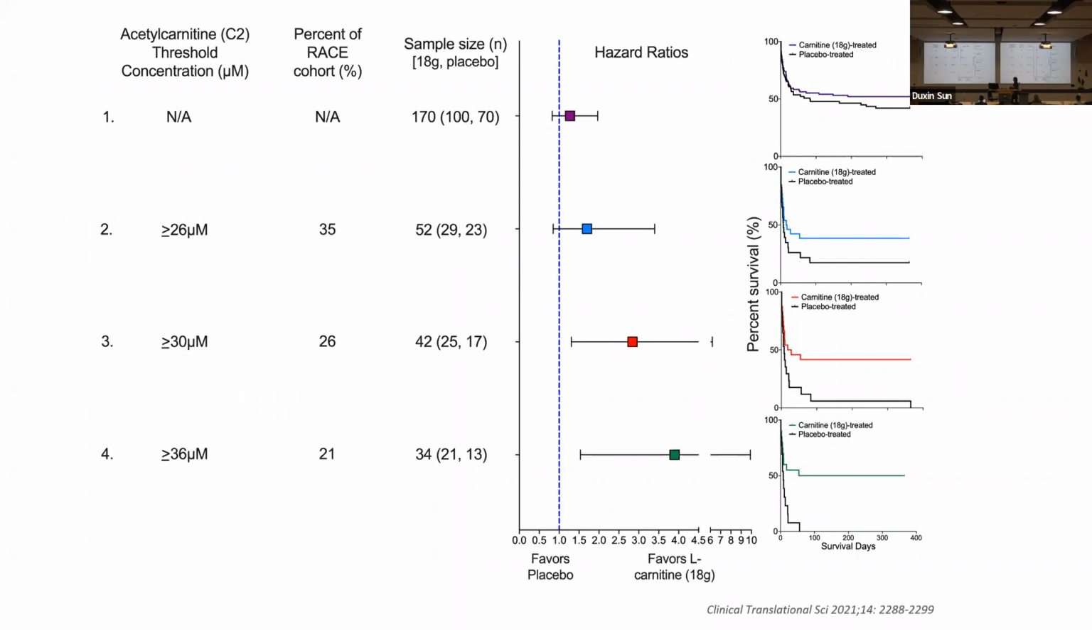So this is the whole cohort showing that there's no difference between placebo and the 18-gram dose of carnitine. But as we increase the concentration of acetylcarnitine, we could improve the mortality benefit. So this was just a proof of concept analysis to suggest that there's metabolic differences within the acylcarnitines, in this case, acetylcarnitine, that could differentiate the mortality response to L-carnitine supplementation.